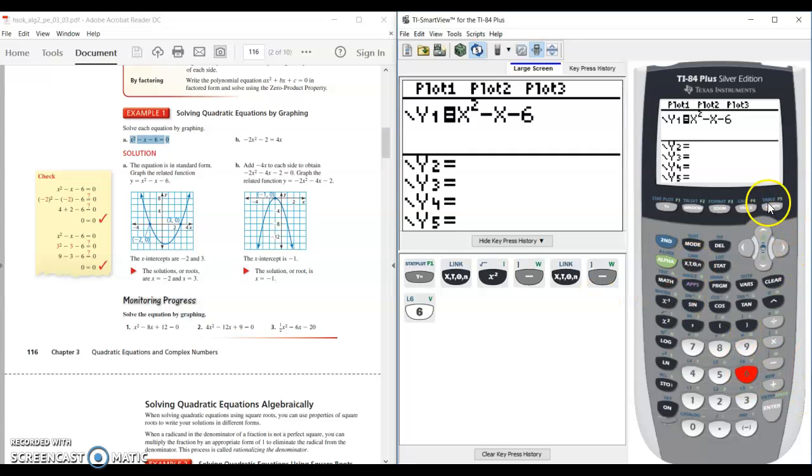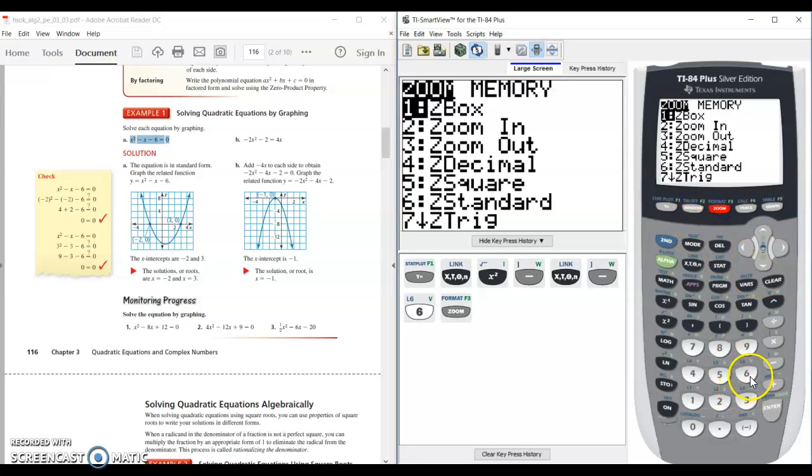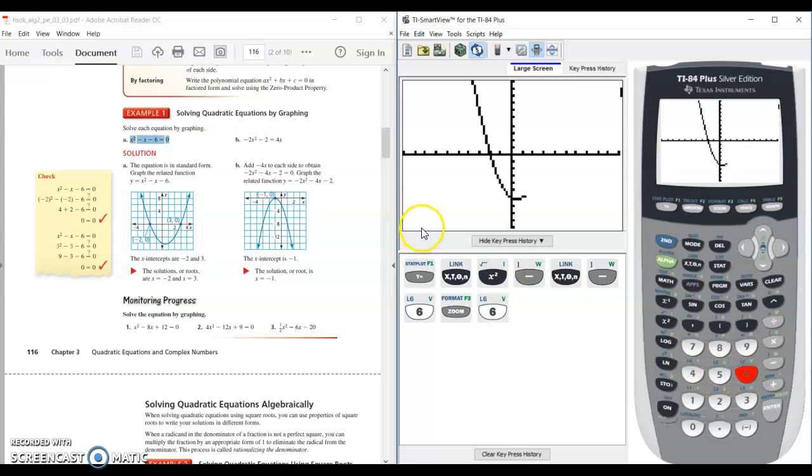Now, when we graph, we could push the graph button, but if someone's messed with the window, or if you have zoomed in or zoomed out or changed your window in any way, you're not going to see the graph necessarily. So I always like to go zoom and then number 6. And that does zoom standard. It goes 10 up, 10 down, 10 left, 10 right. And here we see our graph.